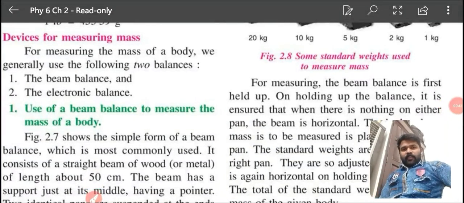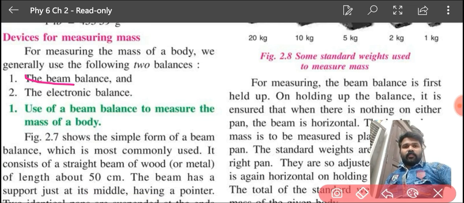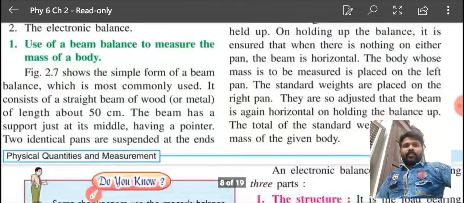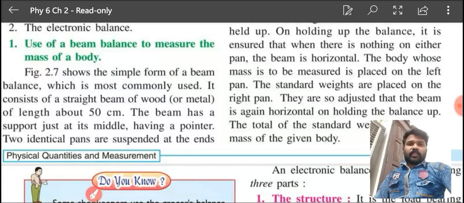Okay students, yesterday we wound up the class with this topic, devices for measuring mass. For measuring the mass of a body, we generally use two devices. The first one, as I told you yesterday, is the beam balance, and the second one is the electronic balance. First of all, we are going to discuss the use of a beam balance to measure the mass of a body.